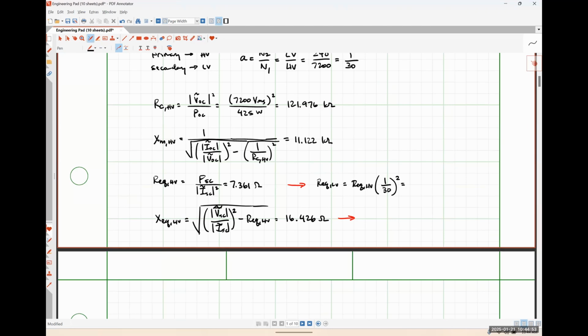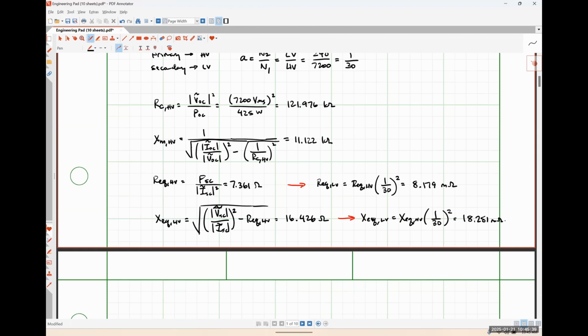So that's going to look like 7.361 divided by 900 effectively. And this comes out to be 8.179 milliohms. Similarly, XEQ low voltage is going to look like XEQ high voltage, also multiplied by that factor of 1/30 squared, which is going to come out to be 18.251 milliohms.